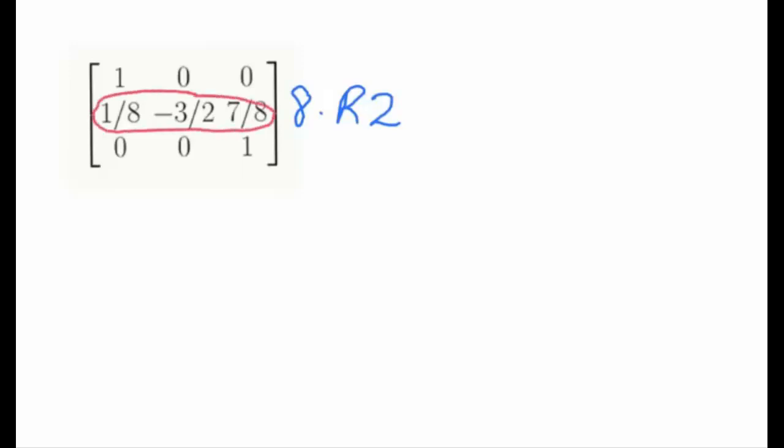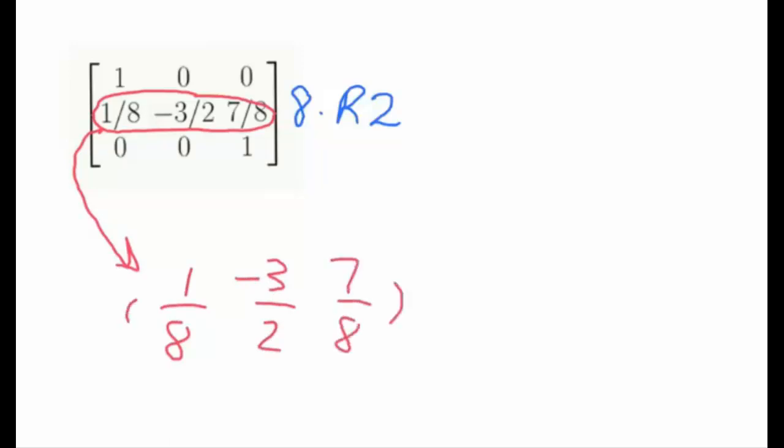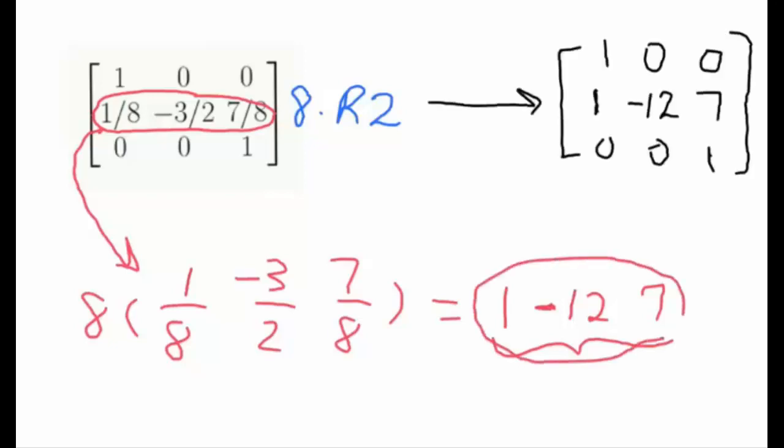So let's take all the values from row 2 and rewrite them down here: 1 over 8, negative 3 over 2, and 7 over 8. We're going to multiply all of these by 8. So 8 times 1/8 is 1. 8 times negative 3 over 2 is the same as negative 3 times 4, which gives us negative 12. And 8 times 7 over 8 gives us 7. These values would be our new row 2 for our matrix above. We take these new numbers and insert them into row number 2.